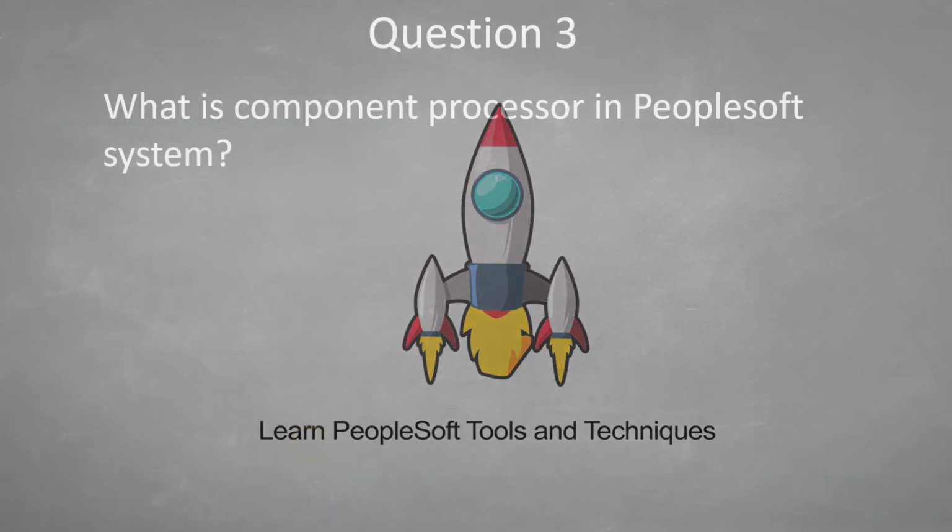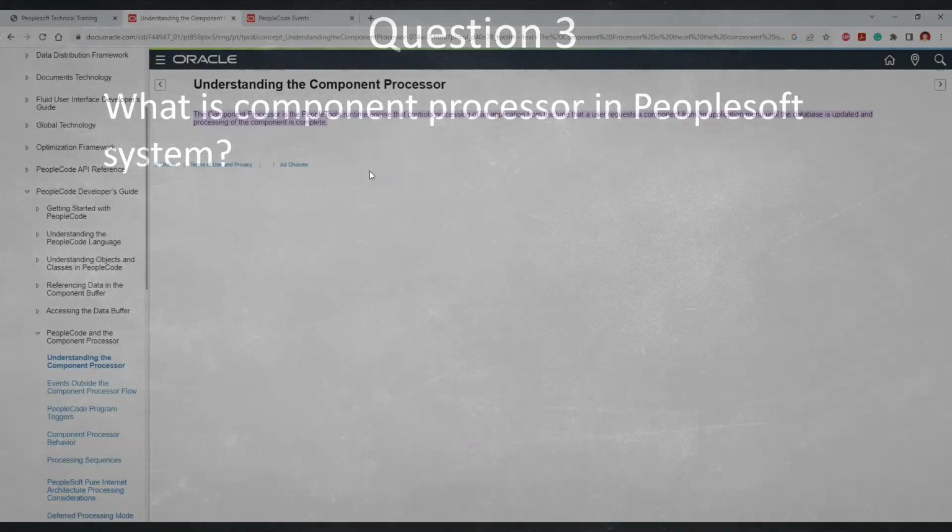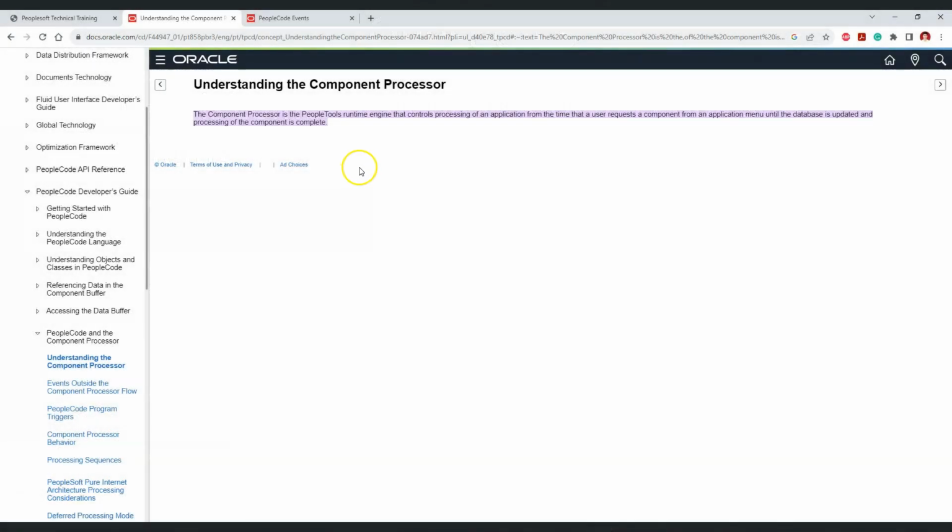The next question is, what is component processor in PeopleSoft system? As per PeopleBooks, the component processor is the PeopleTools runtime engine that controls the processing of an application from the time a user requests a particular component till the time the database has been updated and the processing of the component is complete. Now, what do we mean by that?